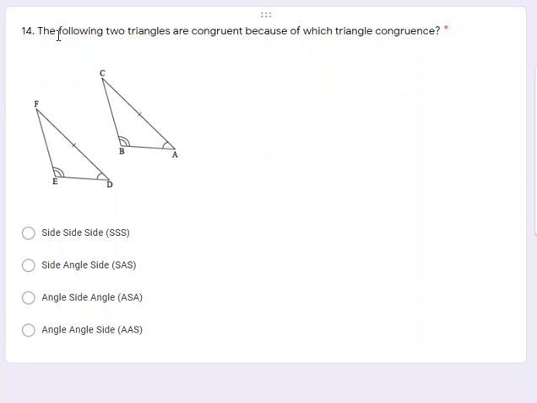And question 14. The following two triangles are congruent because of which triangle congruence? So we have triangle FED, CBA. Is it because of side, side, side? Is it side, angle, side, angle, side, angle, or angle, angle, side?